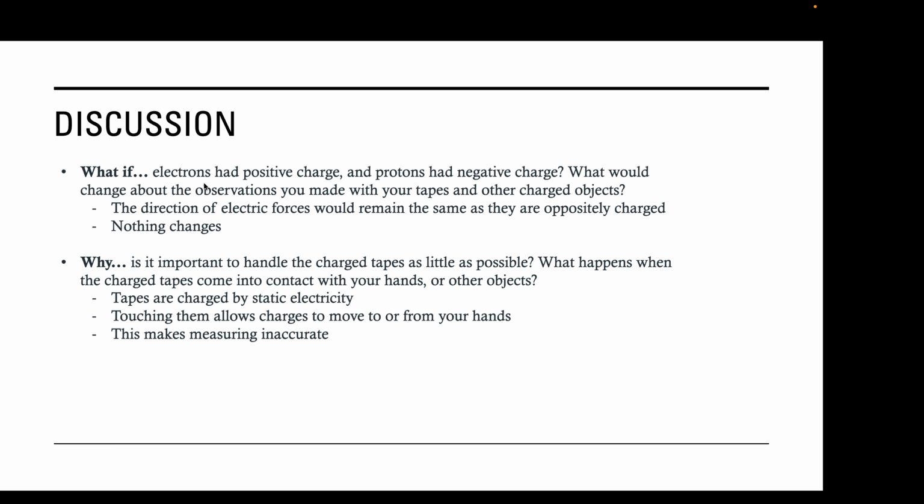Discussion. What if the electron had a positive charge and protons had negative charge? What would change about the observations you made with your tapes and other charged objects? The directions of the electric forces remain the same as they are oppositely charged, and then nothing changes really.